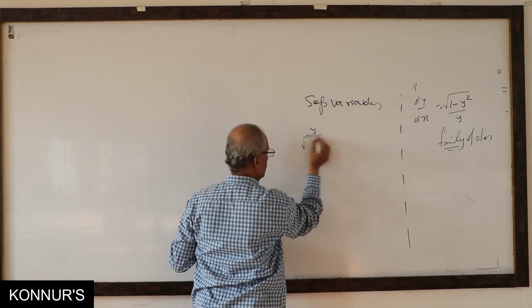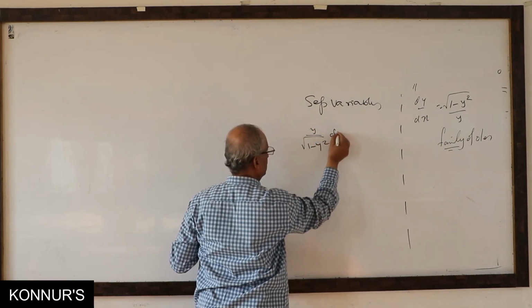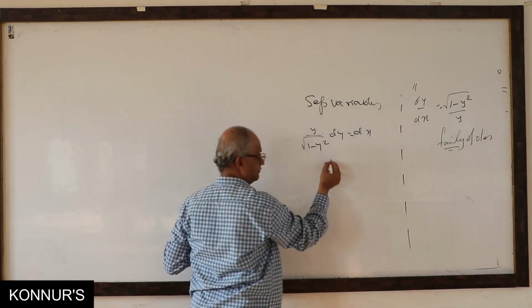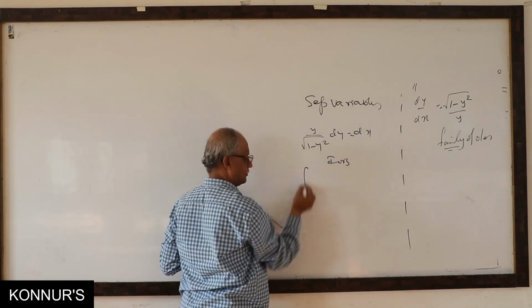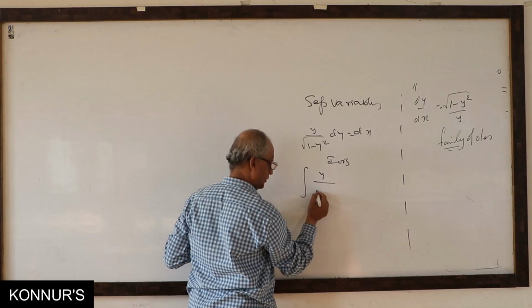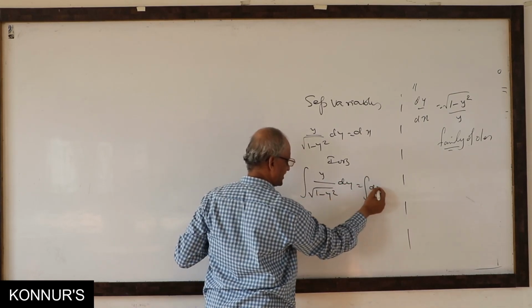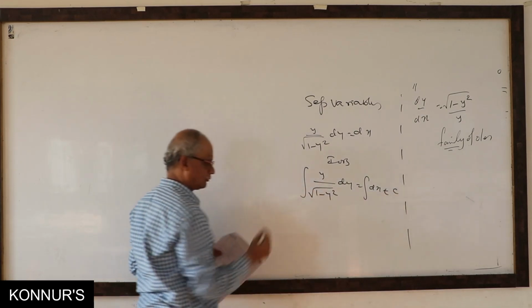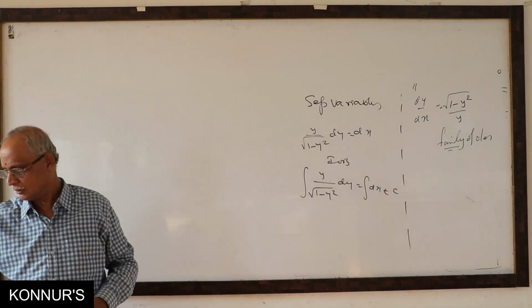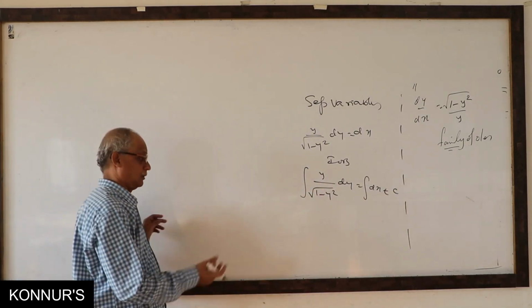y by root 1 minus y square dy. Integrating both sides: y by root 1 minus y square is dx plus c. How to get the integral answer? What is the method, or how can you do it?